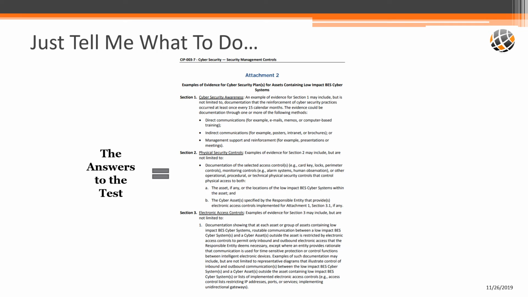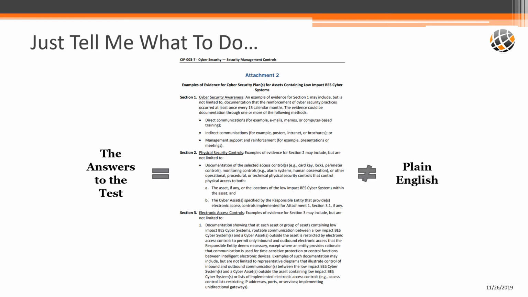Now, for those of you who just want to know what to do and not read through all of the half engineering, half legalese language which is the NERC reliability standards, the answers to the test are essentially in Attachment 2 or in the measures in other reliability standards. These basically give you examples of evidence for what the auditors are really looking for in each requirement.